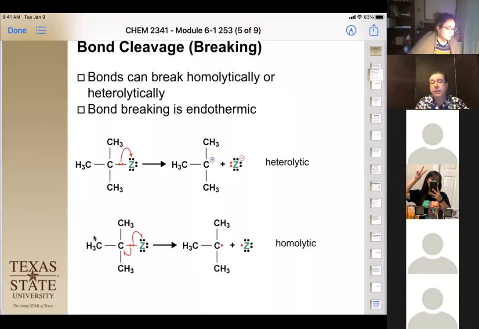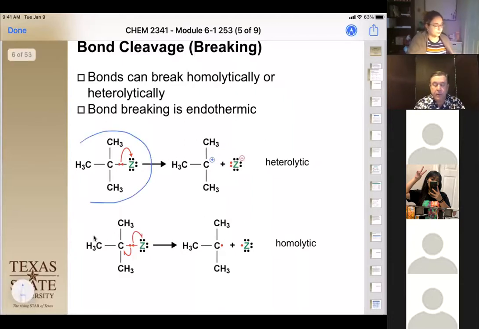It's important to note that bond breaking is an endothermic process, meaning it absorbs heat. It absorbs heat because you are raising the potential energy of the 2 components. You're taking a nice stable component with no charge, and you're raising its potential energy to give you 2 charged species. So it has to absorb heat, and therefore it's an endothermic process. We're going to talk a lot more about endo and exothermic by the end of this lecture.